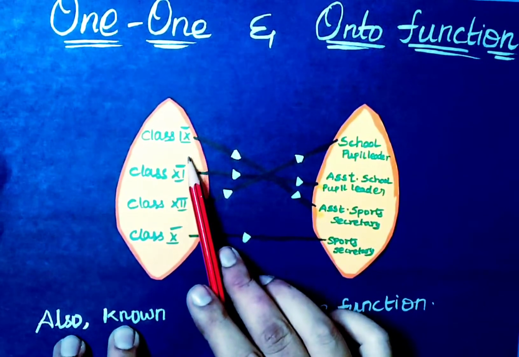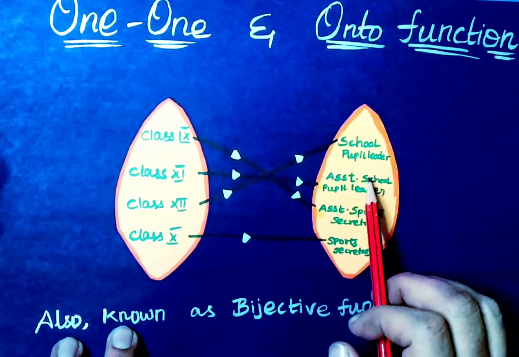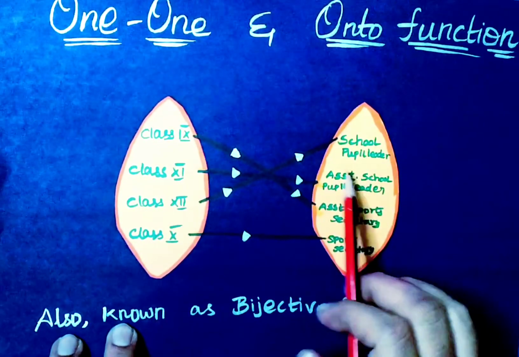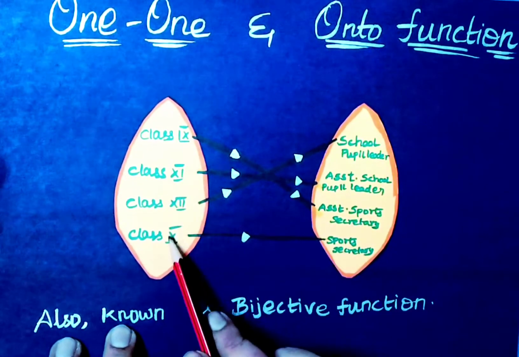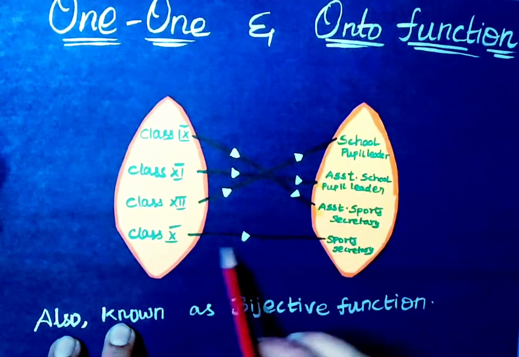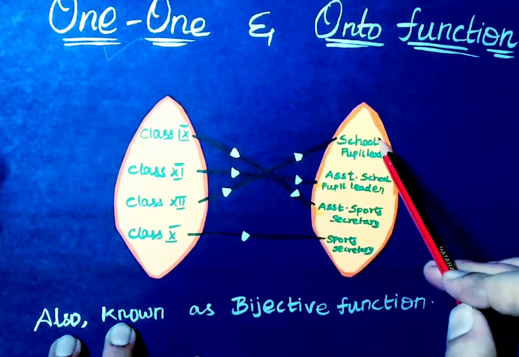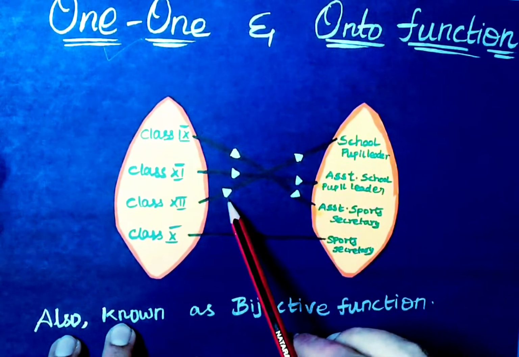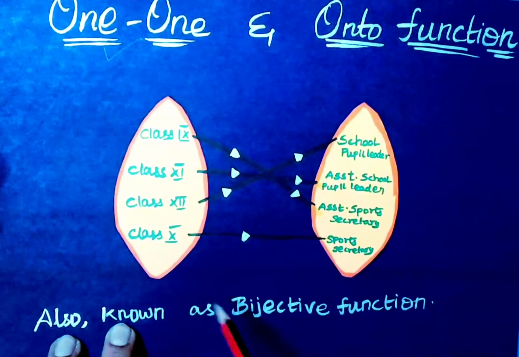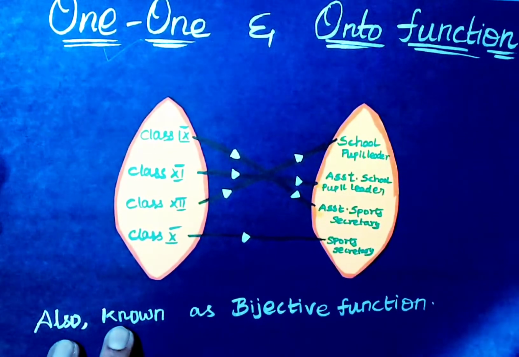No one person can hold both the school pupil leader and assistant posts. One cannot be the same leader and assistant, isn't it? So all the students representing each class have only one post. That is a unique image. Condition for one-to-one is satisfied. And for onto, from the codomain, all the elements have at least one pre-image. Onto function condition is also satisfied. So this example can be taken as both a one-to-one and onto function.